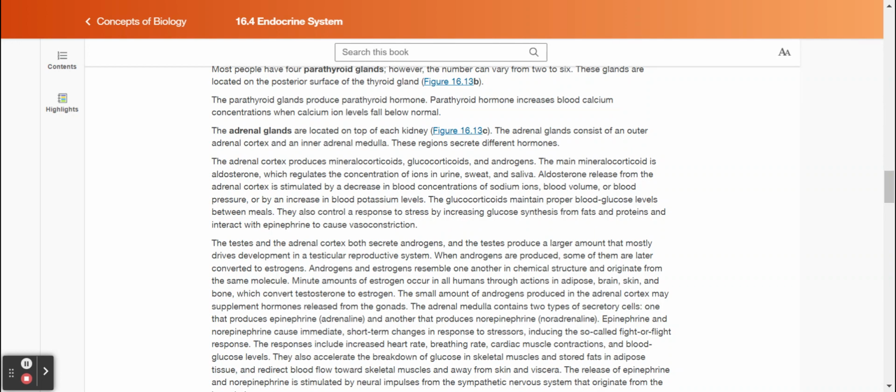Aldosterone release from the adrenal cortex is stimulated by a decrease in blood concentration of sodium ions, blood volume, or blood pressure, or by an increase in blood potassium levels. The glucocorticoids maintain proper blood glucose levels between meals. They also control a response to stress by increasing glucose synthesis from fats and proteins and interact with epinephrine to cause vasoconstriction.